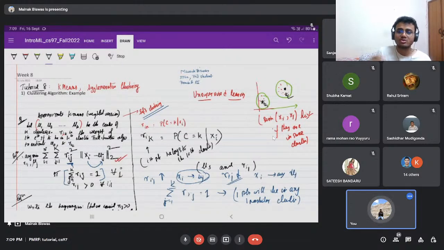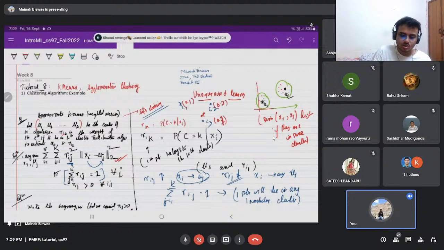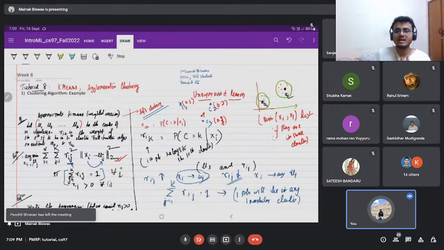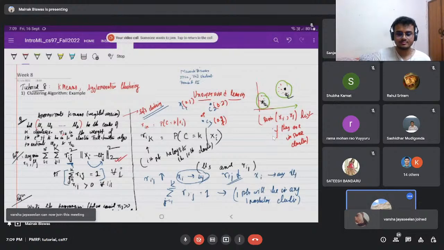So if you have 3 clusters, say 3 centroids, C1, C2 and C3, and you have this point P, you may say the probabilities are 0.7, 0.2 and 0.1. So the sum will be equal to 1, right? The probability of each point belonging to each cluster will sum to 1. Is that okay? If there is no doubt, we can go ahead. No doubt, yeah.